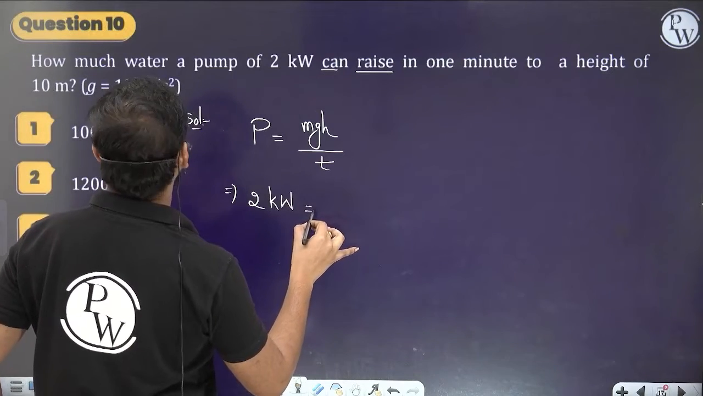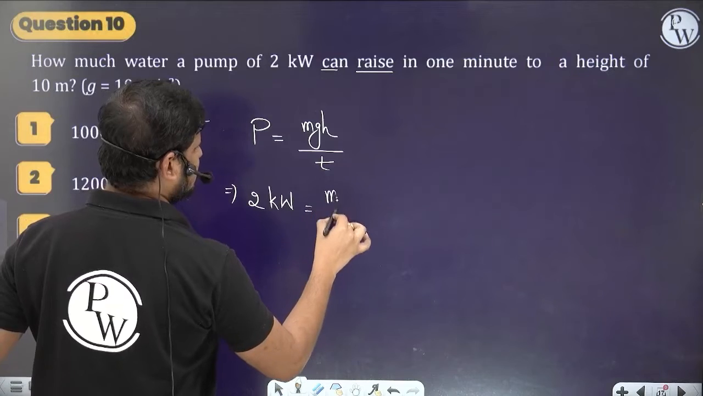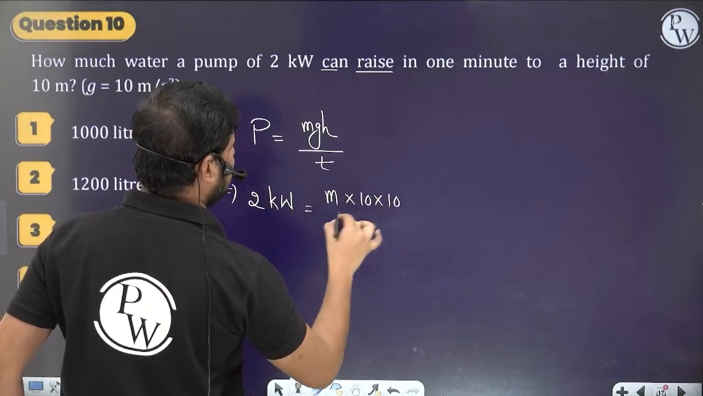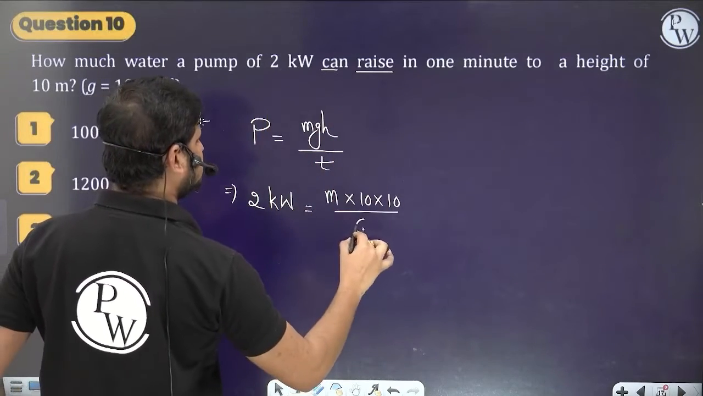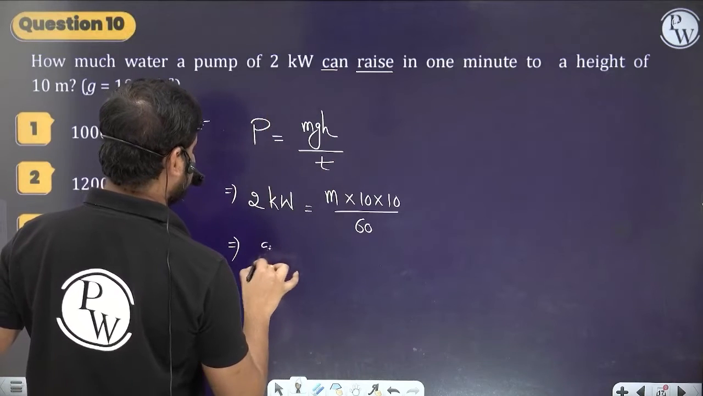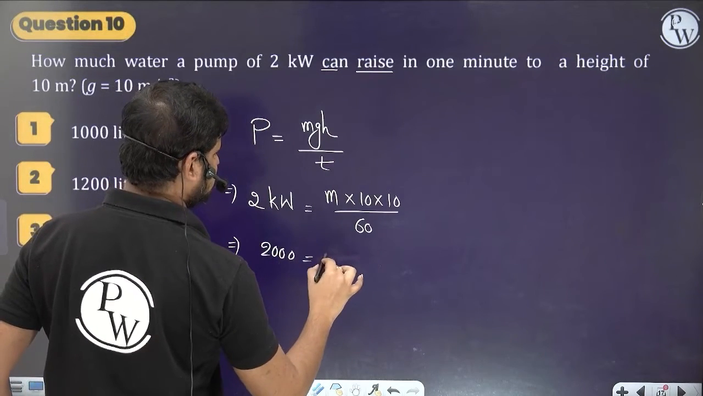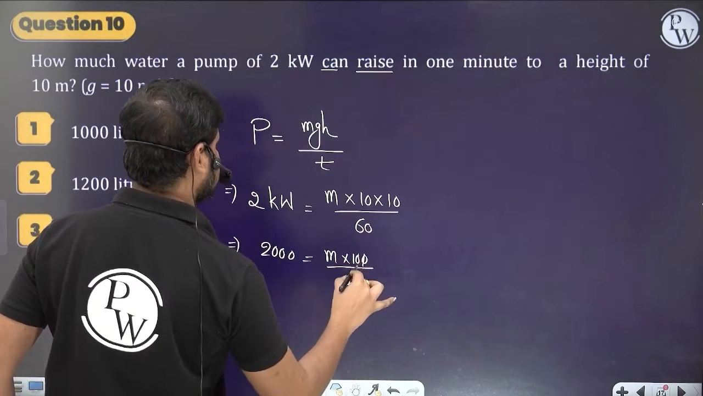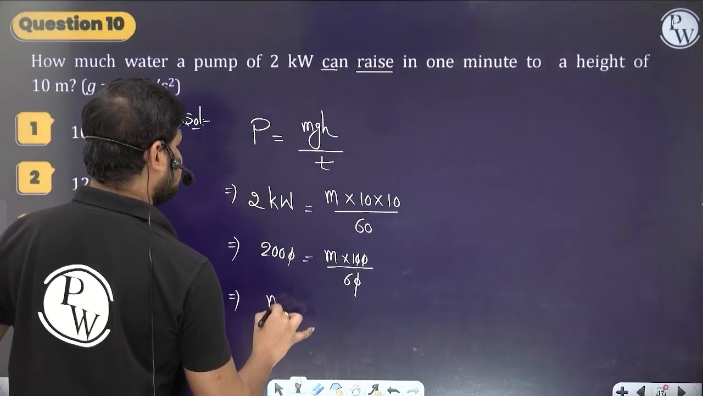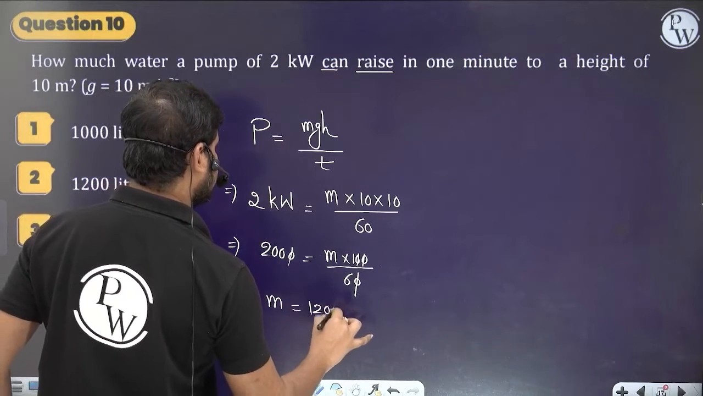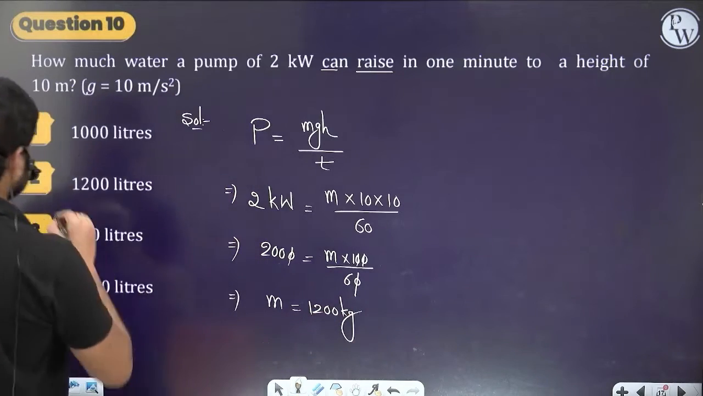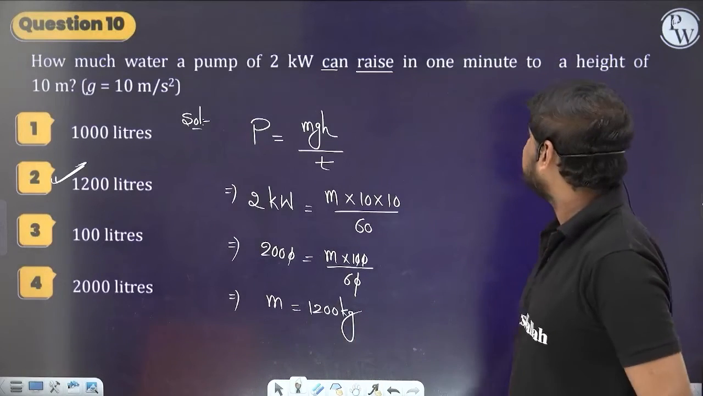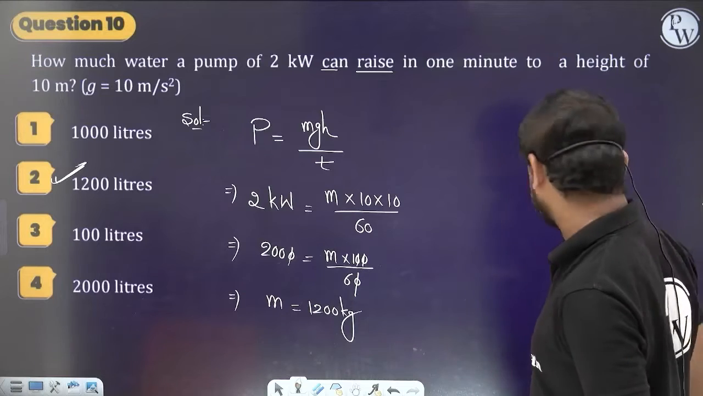Mass, how much is the mass? How much water do we have to find? Mass into g, 10, height of 10 meters, by time, raised in 1 minute, so 60. Take this as 2000, which is equal to m into 100 by 60. Here 0 cancels, here also 0 cancels. So m is equal to 6 into 2, 1200 kg, and 1 kg is equal to 1 liter, we can say. So 1200 liters of water can be pumped out, right? Clear? Understood, guys? Simple question again.